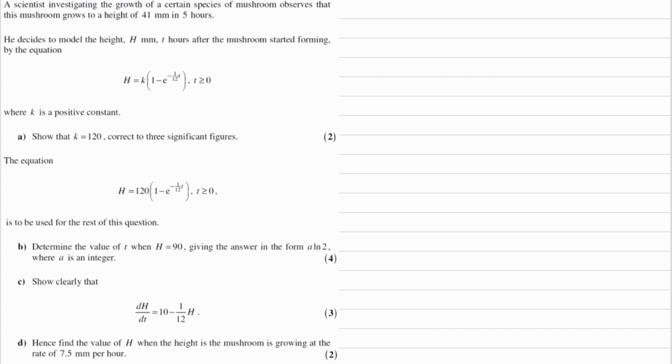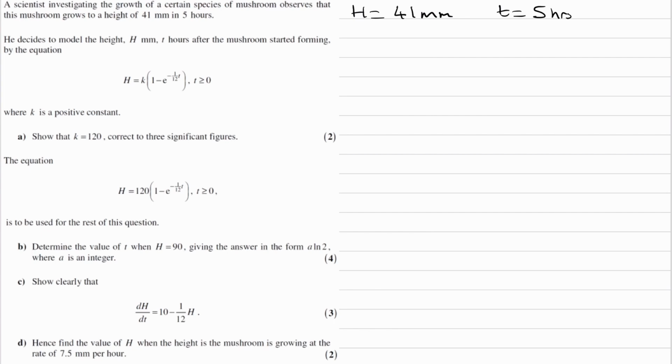So we're told that a scientist investigating the growth of a certain species of mushroom observes that this mushroom grows to a height of 41 millimeters in 5 hours. So height is 41 millimeters, and the time in which that growth occurs is 5 hours. And then we're told that he wants to model the height, which is in millimeters, t hours after the mushroom started forming by that equation below. So we have the right units.